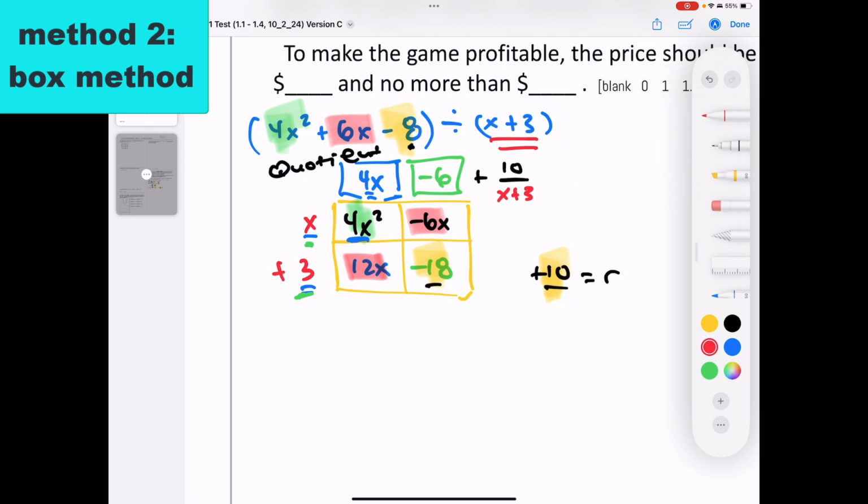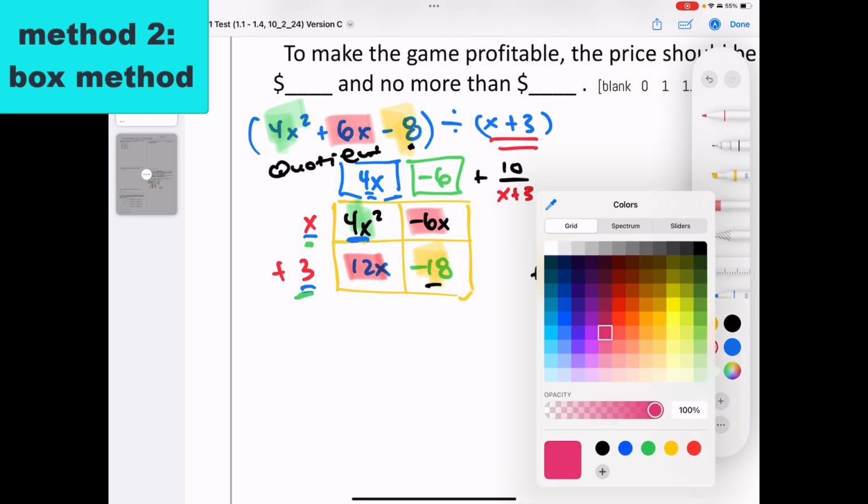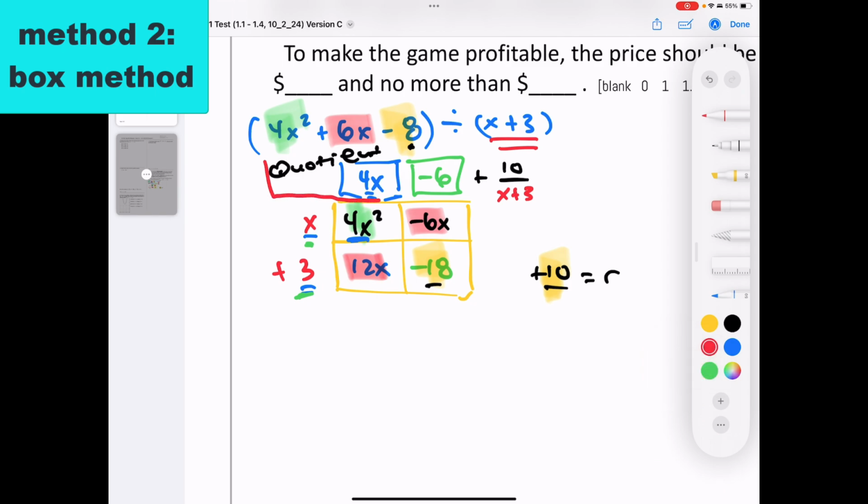So let's pick a color I haven't used yet. It'll be like this color. So the quotient is all of this.